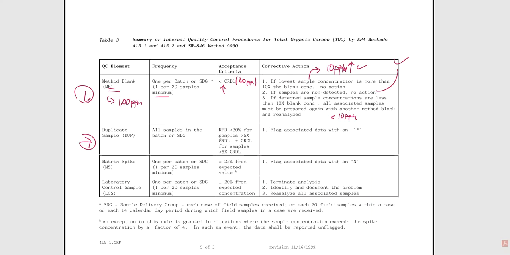Number 8, we have a matrix spike. Notice it says 1 per batch or 1 per 20 minimum. We get a threshold of 25% that's there. And then next is number 9, and it's a lab control sample, aka QC. 1 per batch, 1 per minimum of 20. And then again, another threshold of plus or minus 20%.